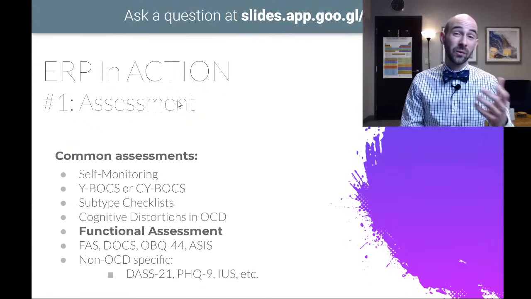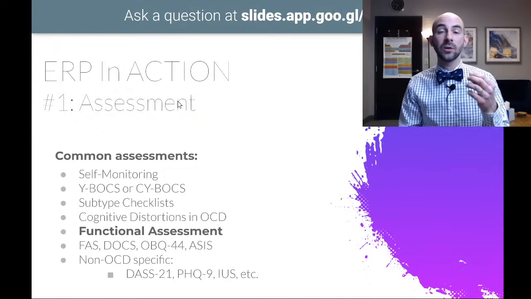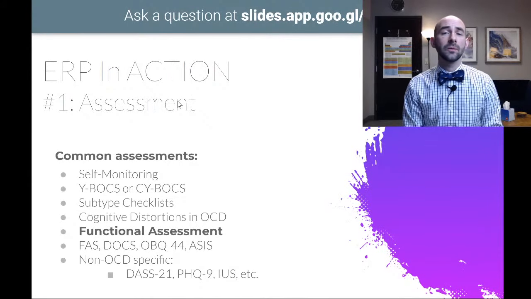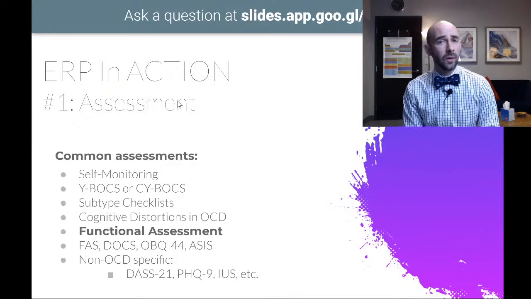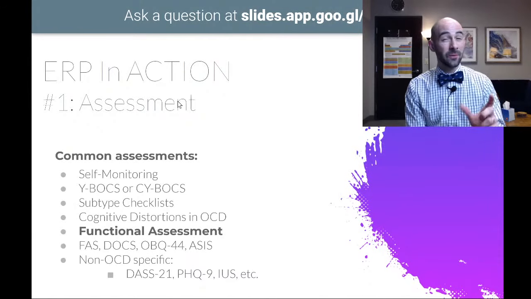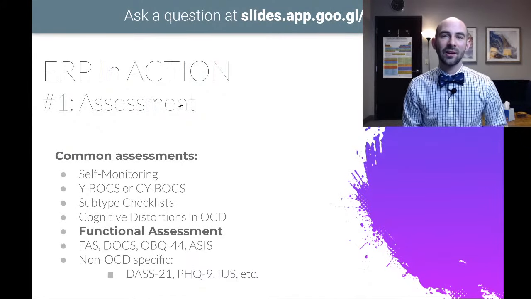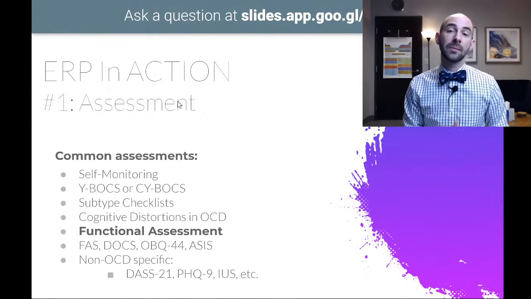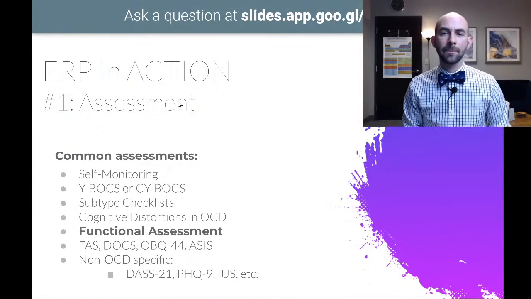Y-BOCS and CY-BOCS, gold standard for rating severity. Different checklists on subtypes are often helpful, or looking at cognitive distortions. And then some of the functional assessment work is huge. By and large, your therapist is likely doing that if they know how to treat OCD and are exposure-minded. But many, including myself, would teach clients to do that very specifically. It's a pretty cool tool. You'll get that here in a second. It's a free resource. Using the FAS, Family Accommodation Scale, DOCS, Dimensional Obsessive-Compulsive Scale, etc. So these are some of the things you want to look for.